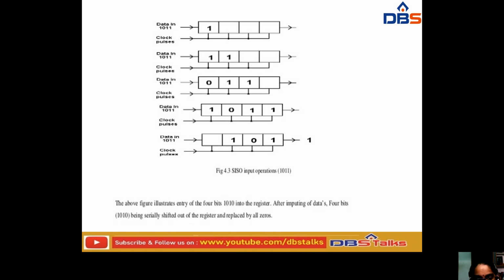Okay, so if you have observed the above figure, what is it going to illustrate? Here this figure shows the entry of the 4 bits, that is 1010, into the register after inputting the data into the 4 bits. So 1010 is the data that we have sent here. Here it is being serially shifted out, and after that the register should be replaced by all zeros.